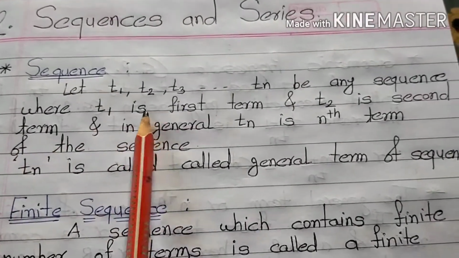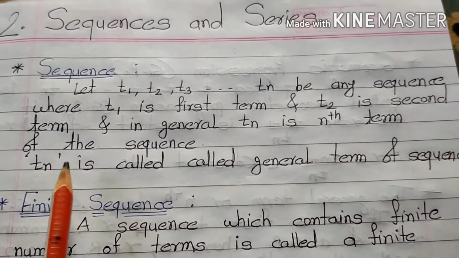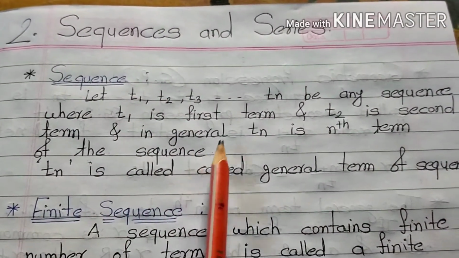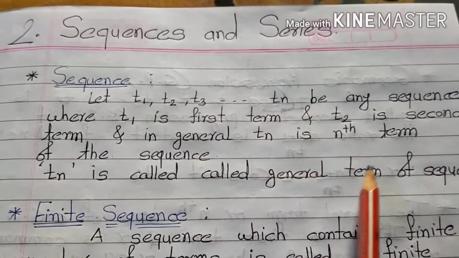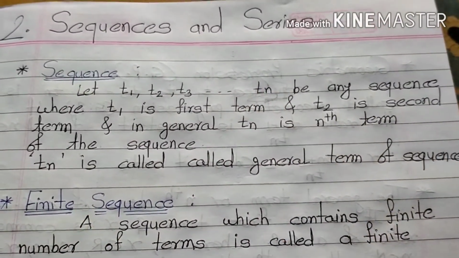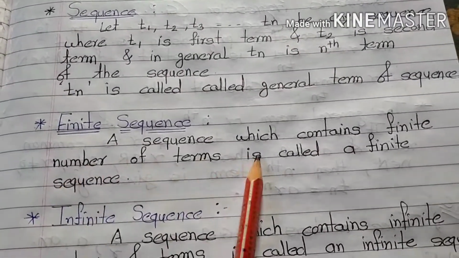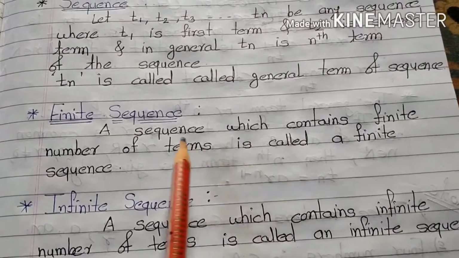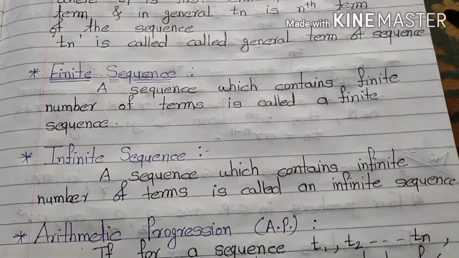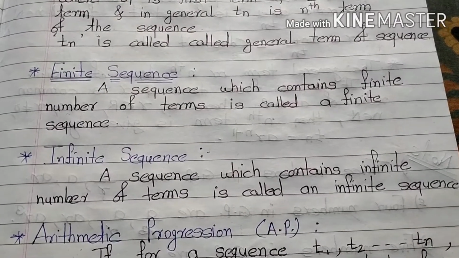So let T1, T2, T3 up to Tn be any sequence, where T1 is the first term and T2 is the second term. In general, Tn is the nth term of the sequence, and this Tn is also called the general term of the sequence. Now there are two types of sequence, finite sequence and infinite sequence. A sequence which contains a finite number of terms is called a finite sequence and a sequence containing infinite number of terms is called an infinite sequence.